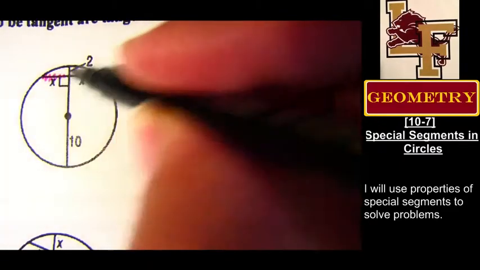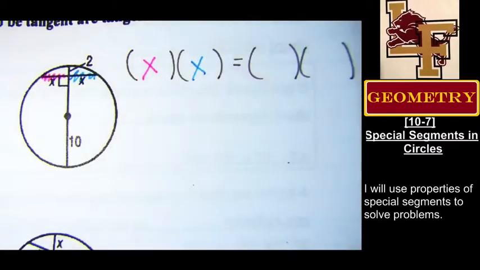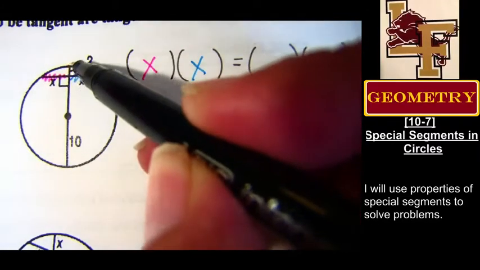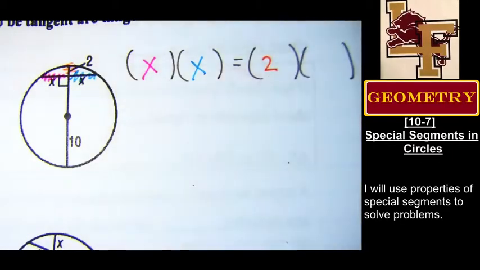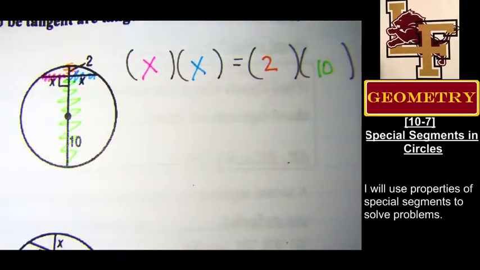So here's one chord segment. Here's the other. Now on the other chord, here's one chord segment, and then here's the other. Did you see the setup? Making sure that you're on the same chord, on the same side of the equal sign. All right, x times x gets written as? Not 2x. 2x means 2 times x. X squared. X times x is x squared.